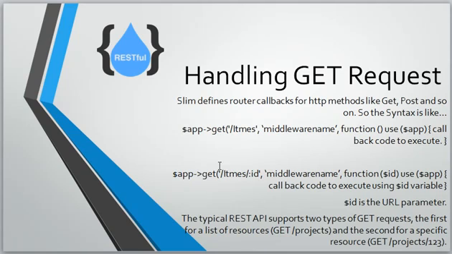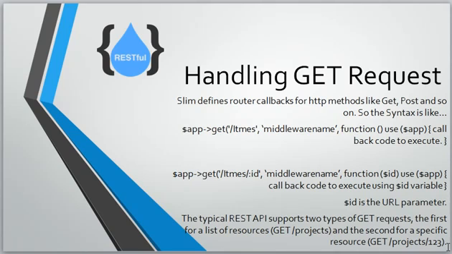While here in the second example, when the URL ends with /items/ID with the HTTP method get, the callback function code will retrieve the item with the given ID, convert it to JSON format and return it. The typical REST API supports two types of GET requests. The first for a list of resources, get /items, and the second for a specific resource, get /projects/123.